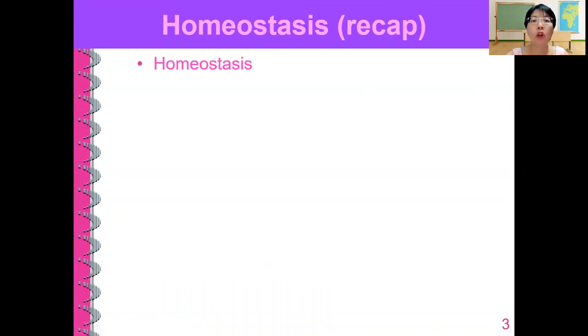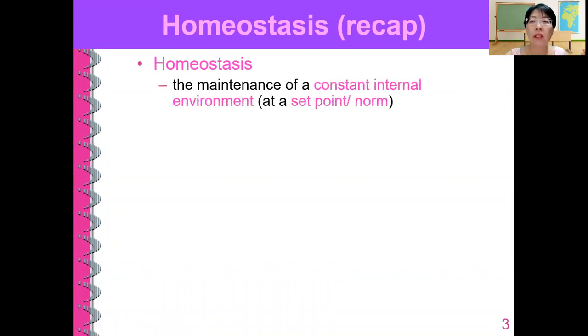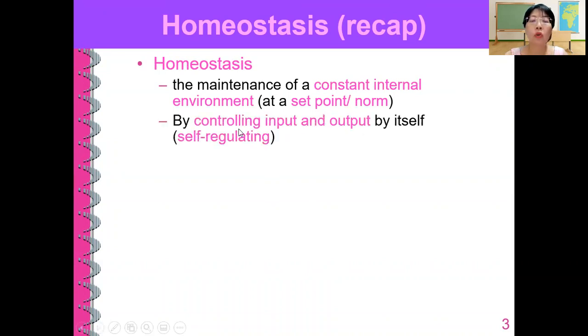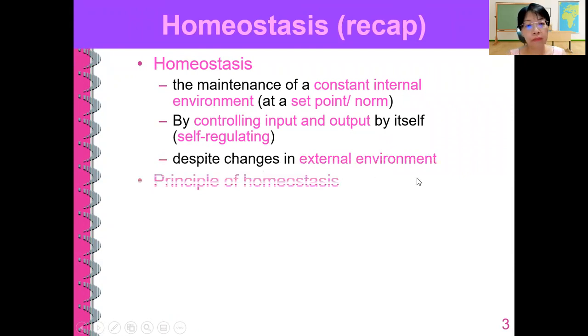Okay, so let's recap what you have learned about homeostasis before we move on from here, because this chapter is a continuation from the previous chapter. So you learned that homeostasis is the maintenance of constant internal environment at a set point or norm by controlling the input and output by itself. So you either control heat generation, you control blood glucose concentration. Okay, so by itself means it's self-regulating. Your body knows how to adjust by itself, despite changes in external environment.